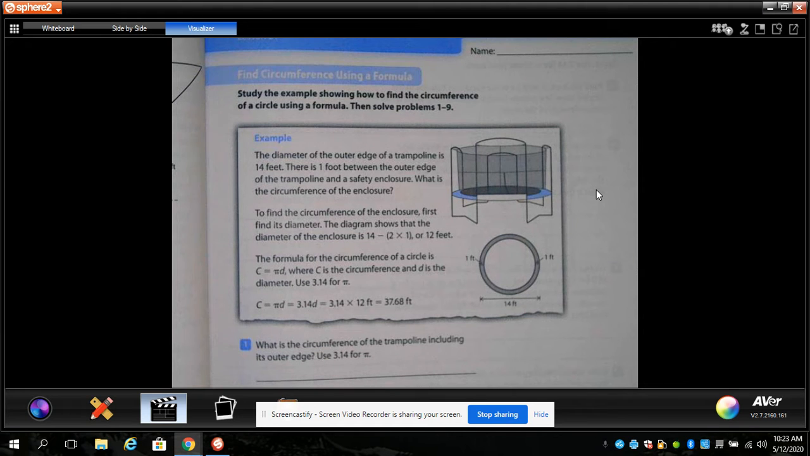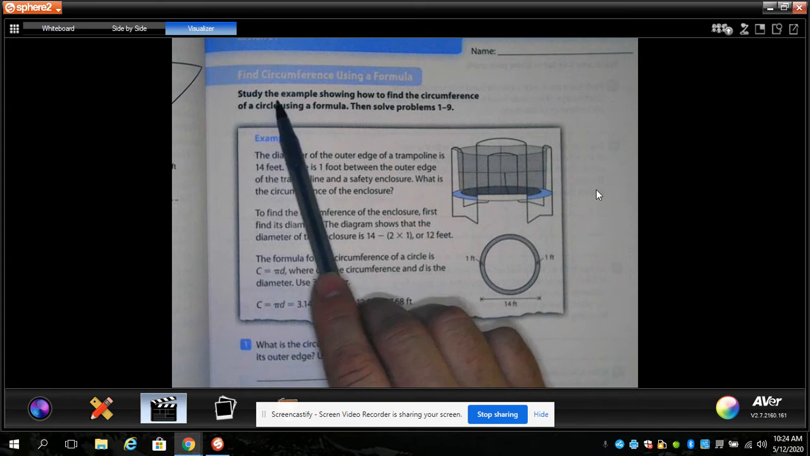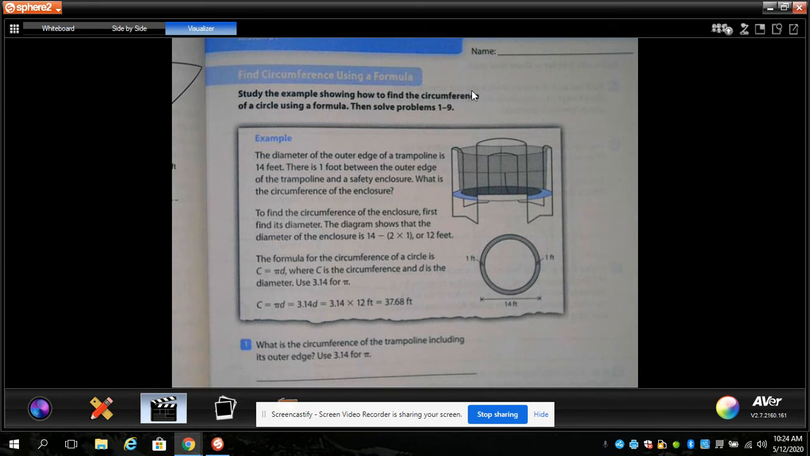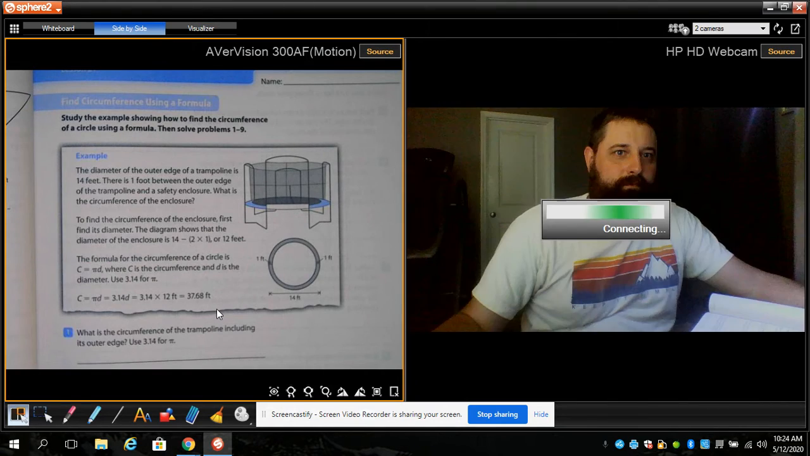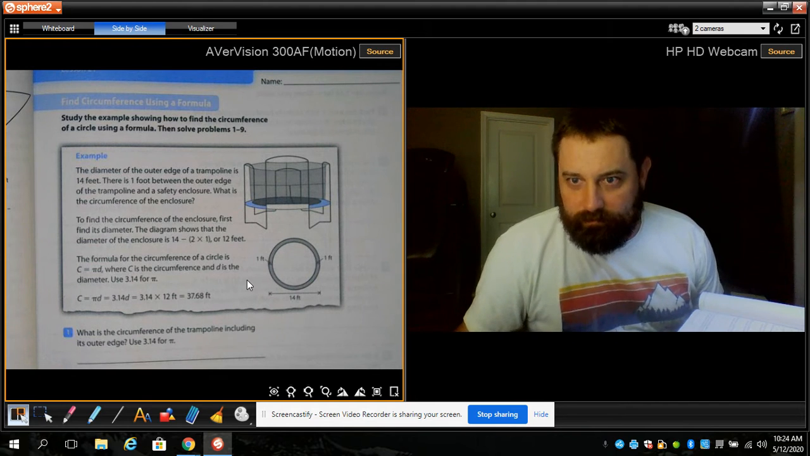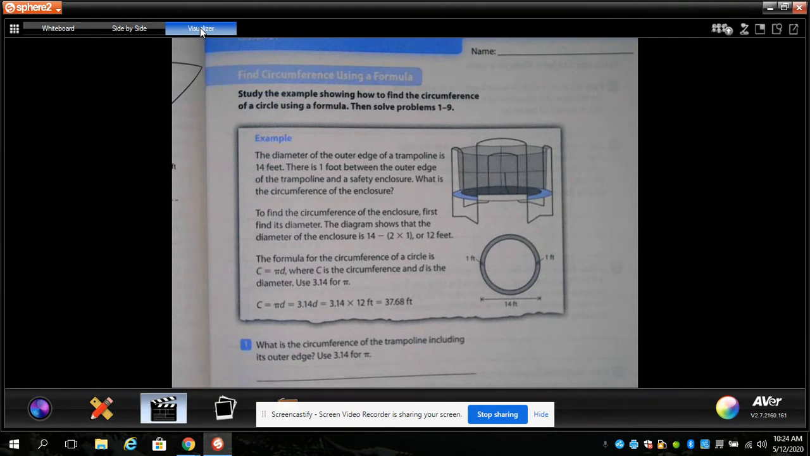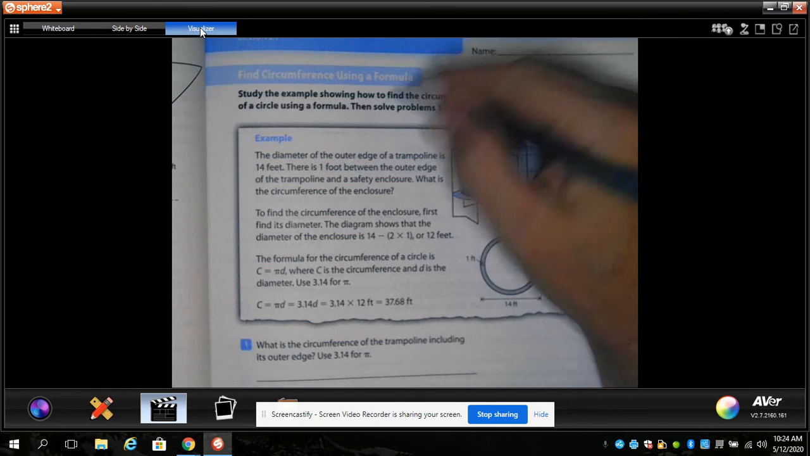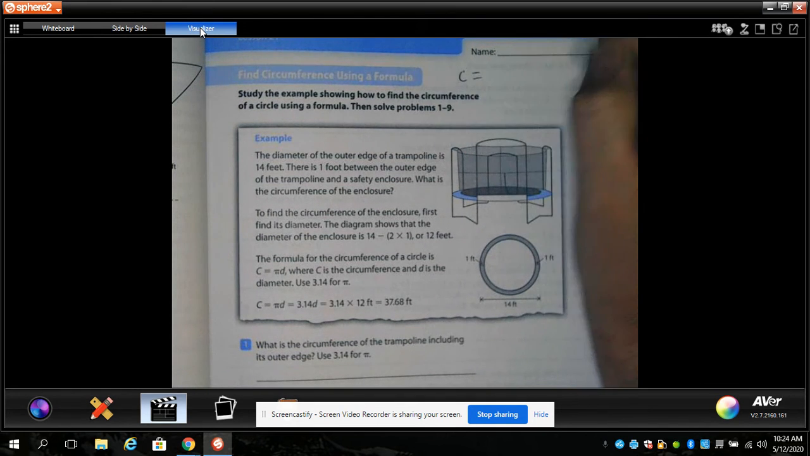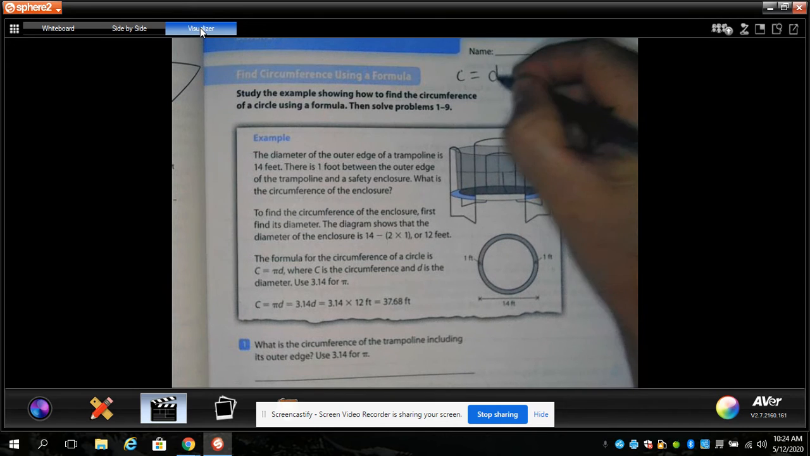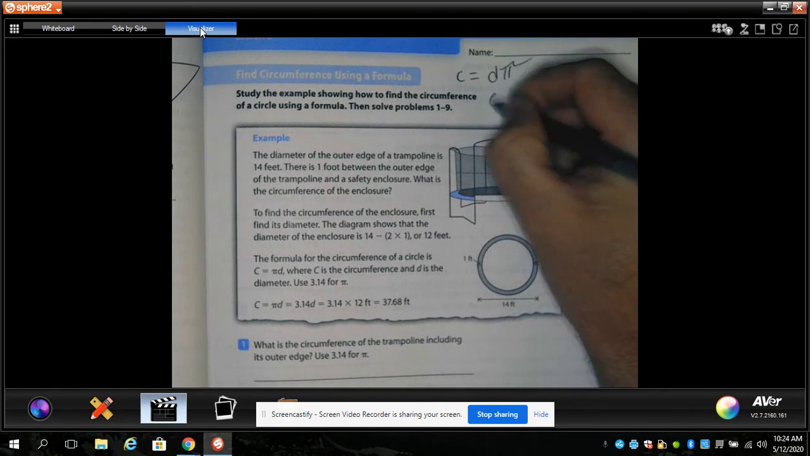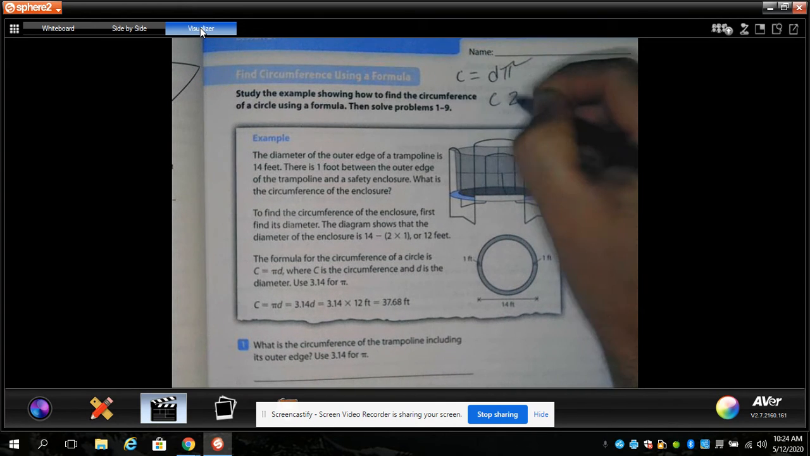All right, so this is practice page 221, and we are looking at finding circumference using a formula. Pay attention. So, using the formula, circumference equals diameter times pi, or if you have radius, it is equal to 2 radius times pi.